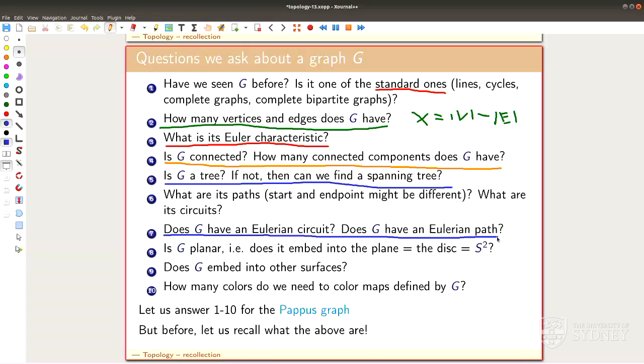Related, of course, count the paths. What are the paths and how are they related? Can we find circles and so on? And so this was the first part. We did that in week 7.